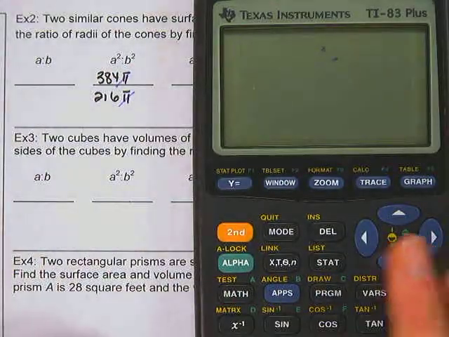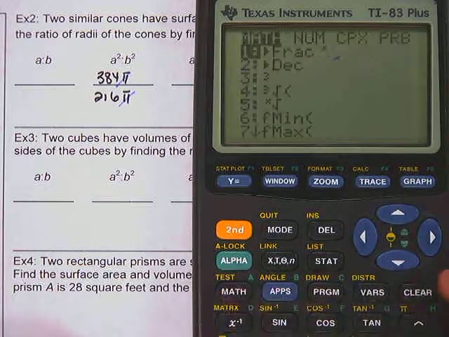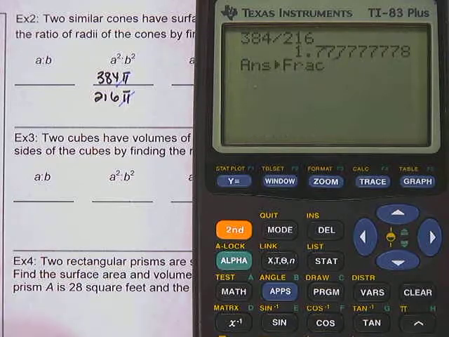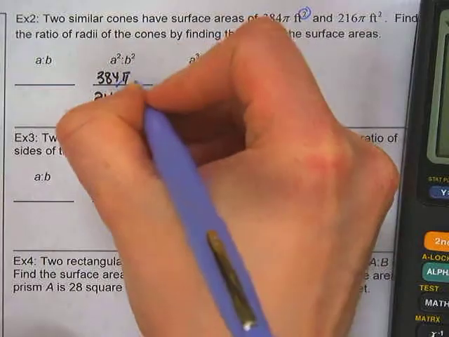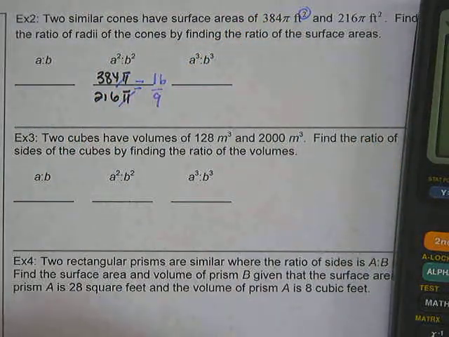And I'm going to use a very special feature on the graphing calculator. So I'm going to do 384 divided by 216. That is not the special feature. What I'm going to do is press Math, and the first option allows me to change my answer into a fraction. Press Enter again, and we get 16 over 9. So this right here is equivalent to 16 over 9.